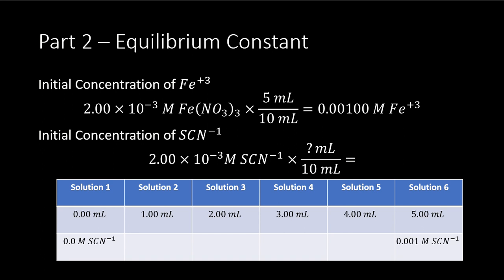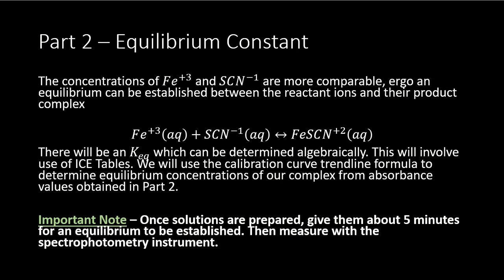Whatever milliliters we take of that, we divide that number by 10. For example, for solution 1 in part 2, where we take 0 milliliters of our 2 times 10 to the negative third molar solution of thiocyanate, that gives us an initial concentration of 0 molar thiocyanate. And in the case of taking 5 milliliters of that solution for solution 6, we'll end up with 0.001 molar thiocyanate initially.